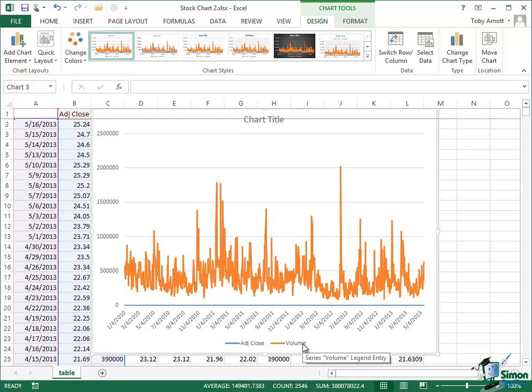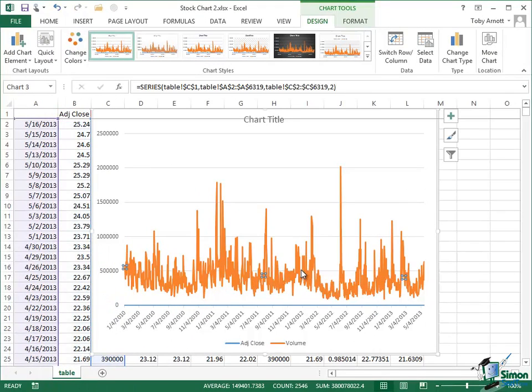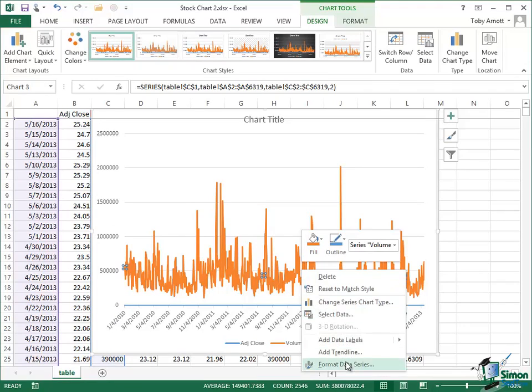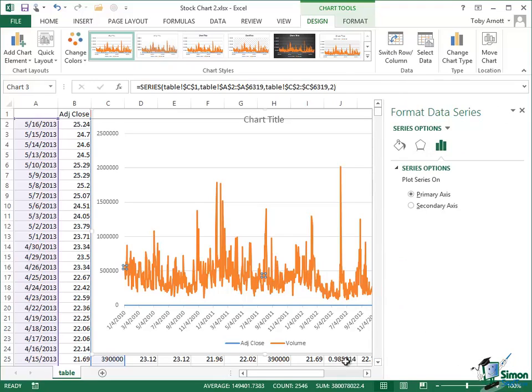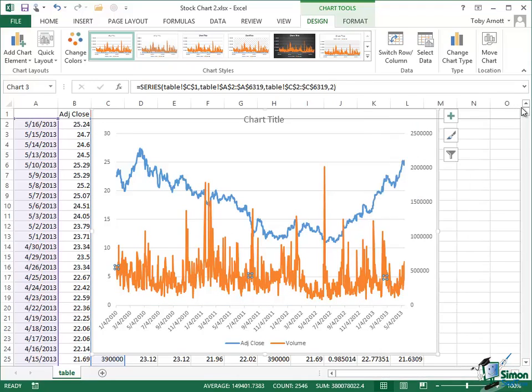So what I need to do is to change this chart so that it deals with 2 different variables using 2 different axes. Now fortunately that's pretty easy to do. If I just select the volume figures here and right click, select Format Data Series, then for that volume data series I can change it from being plotted on the primary axis to being plotted on the secondary axis. That's the secondary vertical axis. So click on secondary, close that, and now we can see something that's quite a bit more meaningful.